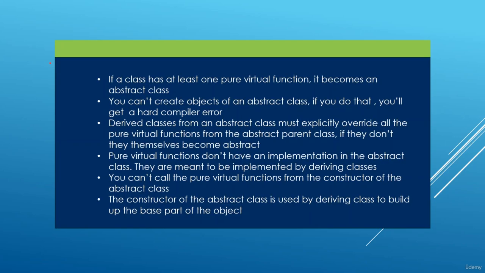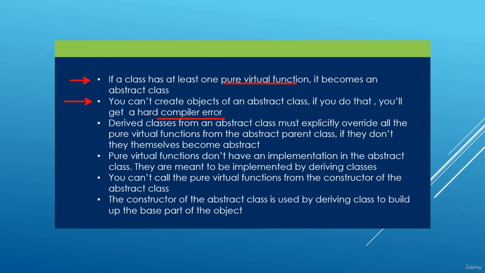Okay, now that you have an idea about what a pure virtual function is and what an abstract class is, let's see a few ideas you need to keep in mind. If a class has at least one pure virtual function, it will become an abstract class. You already know this. You can't create objects of an abstract class. If you try to do that, you will get a compiler error.